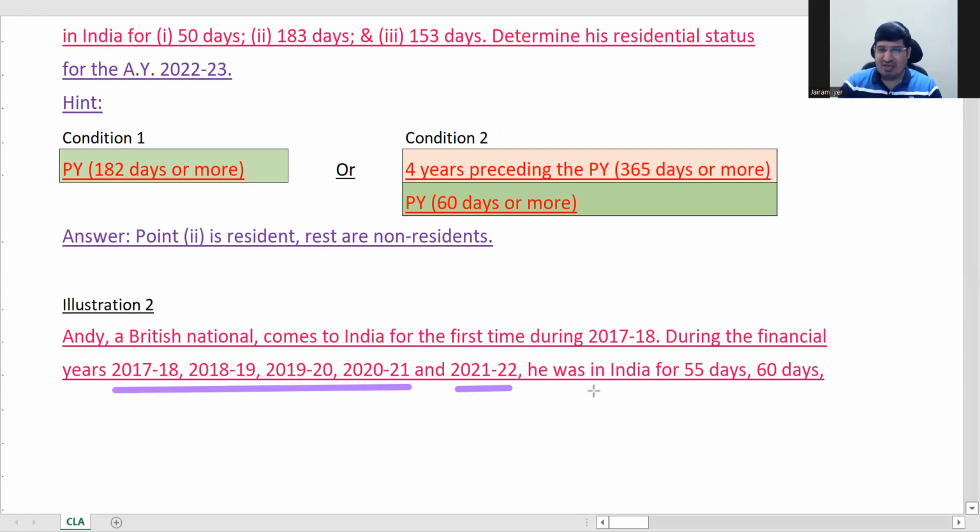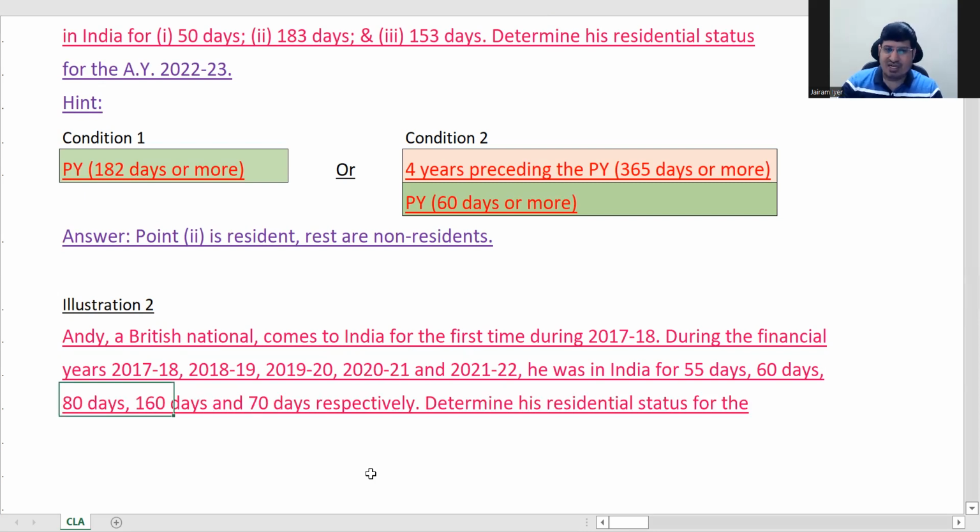So he was in India for 55 days, 60 days. They have given you the days now. That is 17-18, 55 days. 60 days is your 18-19. And others also they have given below. I will show you. ठीक है, नीचे दिए हैं, 80, 90 और ये.